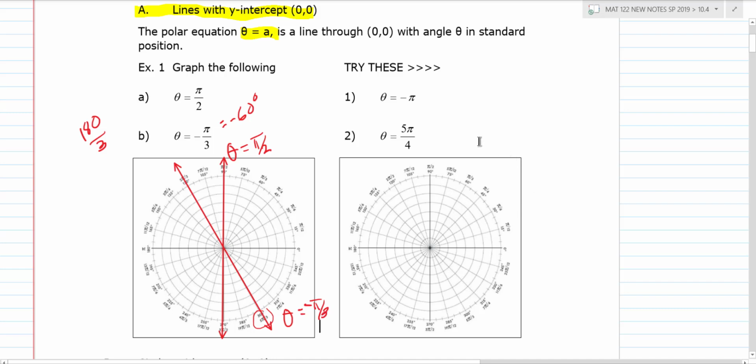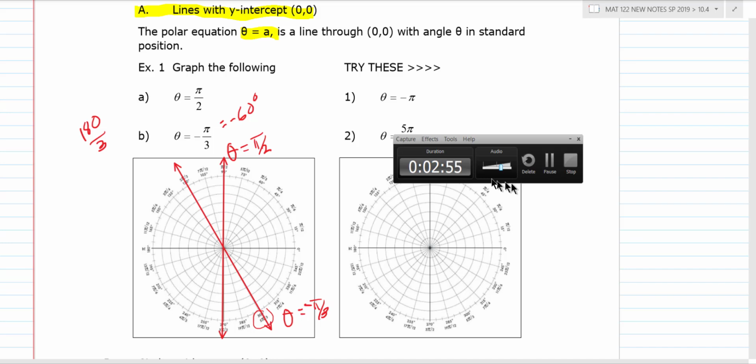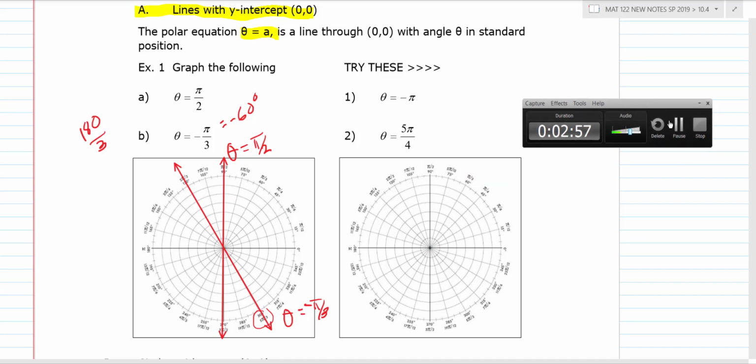So I'm going to have you do these. It'll only take you like 30 seconds. So just go ahead and do these next two. And we're going to look at several different types of polar curves.